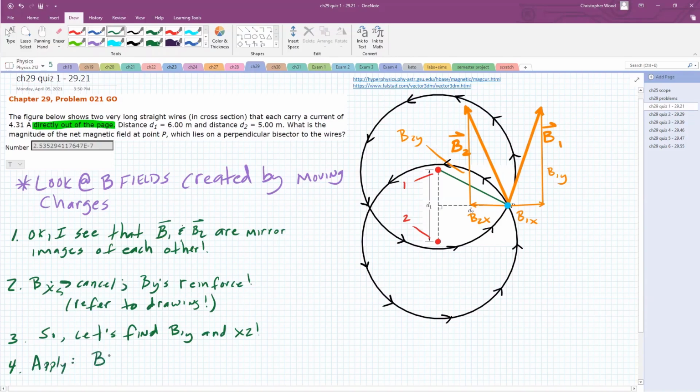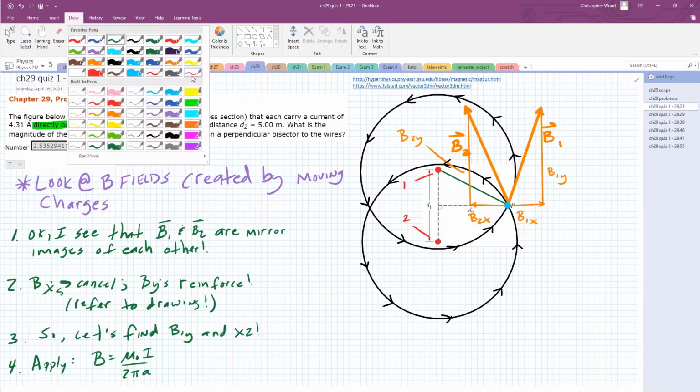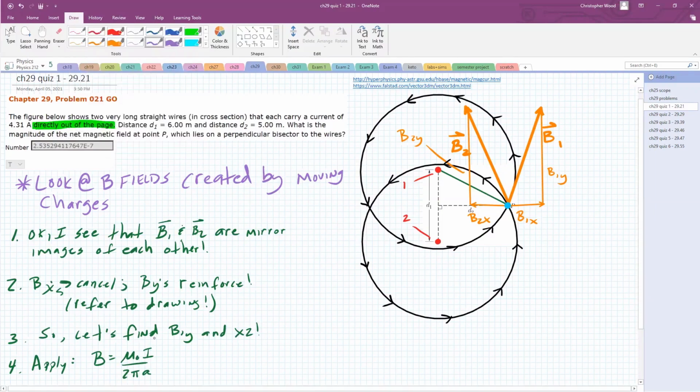B equals mu naught I all over 2 pi A. Again, this is very central to chapter 29. Now, let me give it a quick introduction and call out a few things. This is the current in the wire.